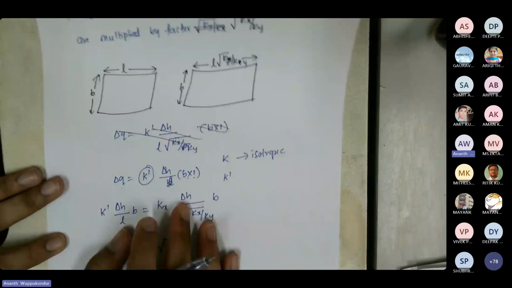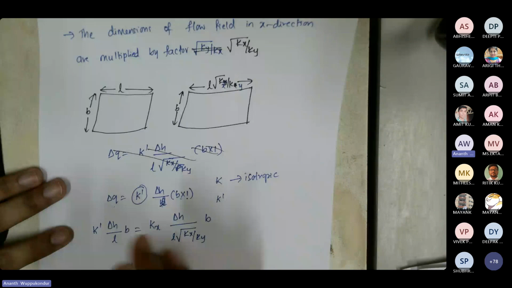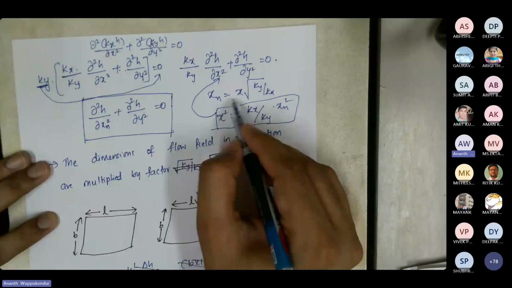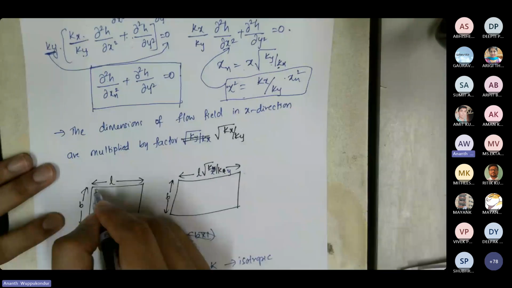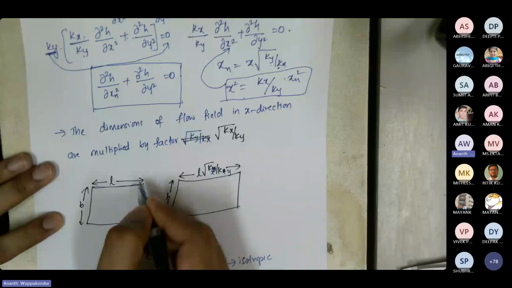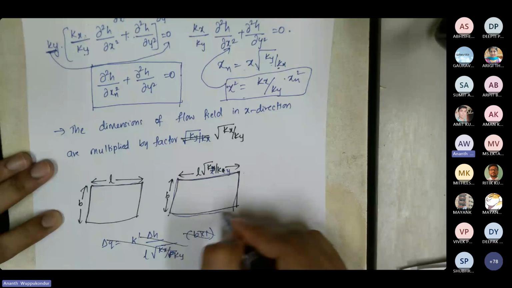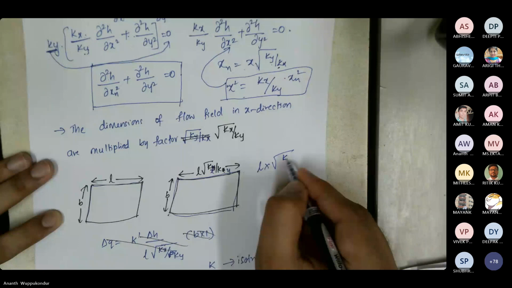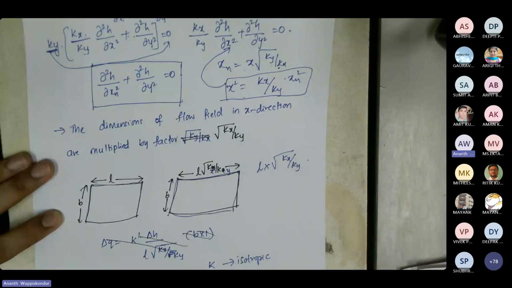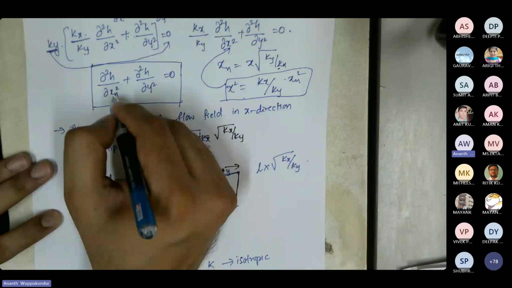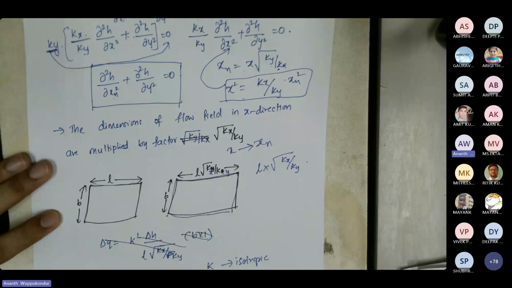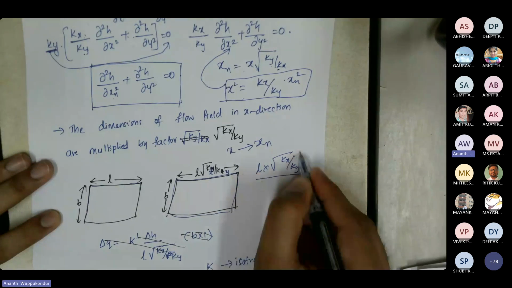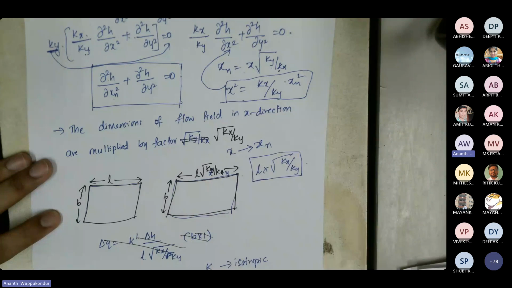And when we introduce this factor xn equals x times square root of ky by kx, what we are also doing is transforming this square or rectangle into a new transformation, so that we are multiplying L with the factor square root of kx by ky. Since our x has changed to xn, we are multiplying L by this factor, because now we are talking in terms of the new x, which is xn.